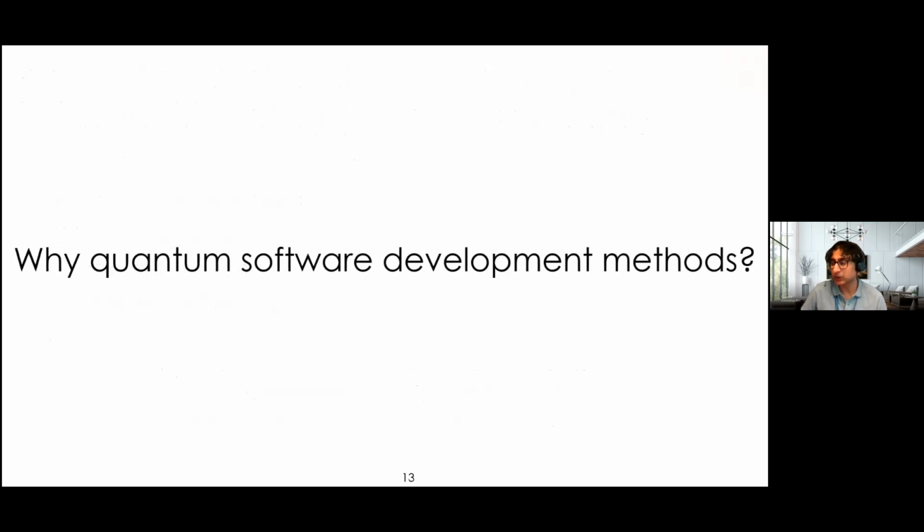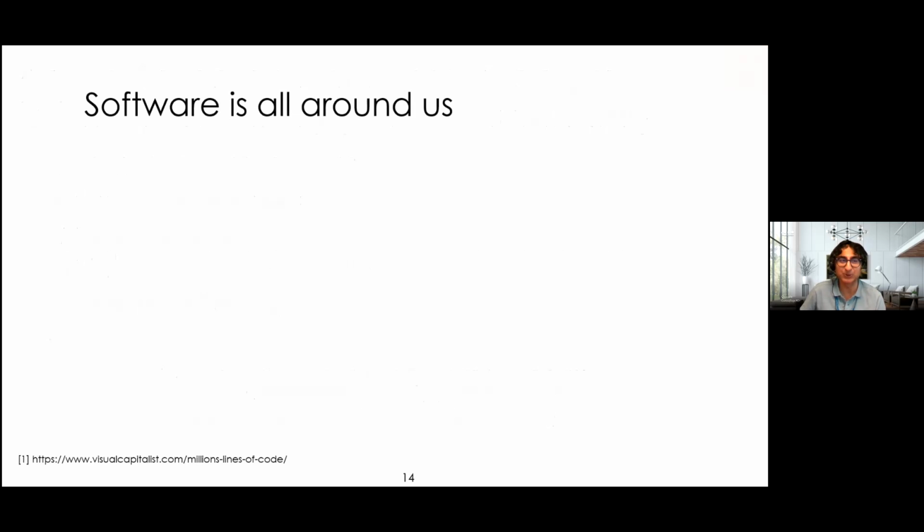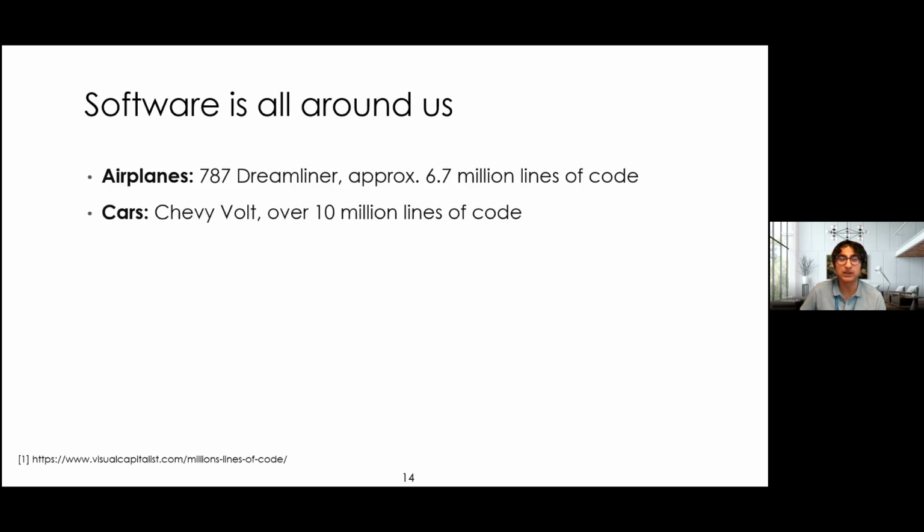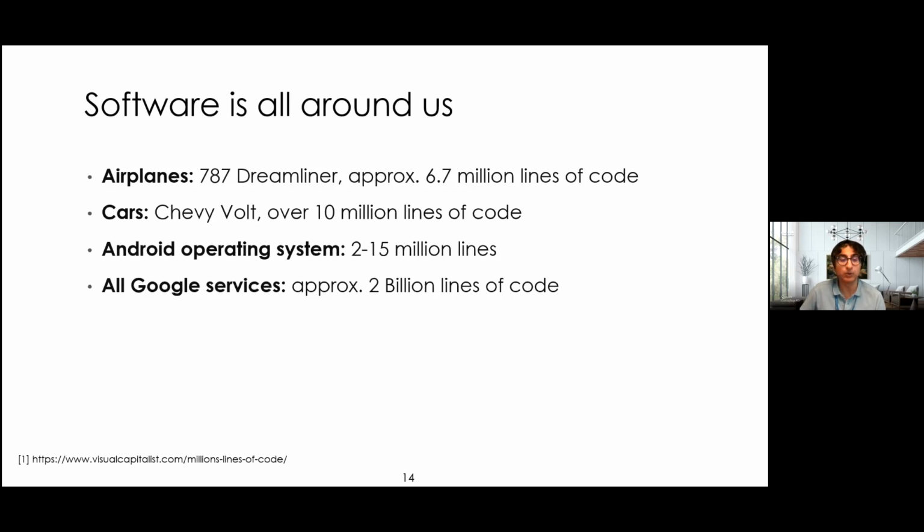Now, just to explain why we need this, because when I talk to a lot of people, they still ask me why it is important to develop testing methods and software development methods. A lot of the time this is the question. So I just wanted to put forward some arguments to convince people why it is important. We have a lot of software around. Airplanes have, for example, 6.7 million lines of code. Cars have millions of lines of code. Operating systems have a lot of code. Google services have approximately 2 billion lines of code.